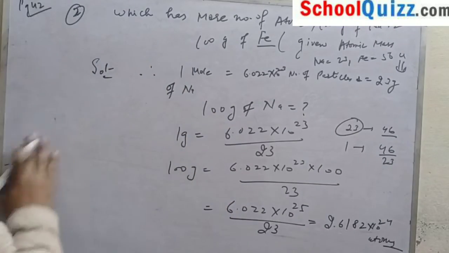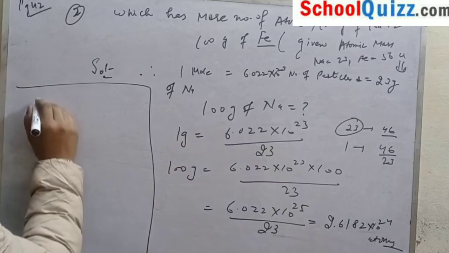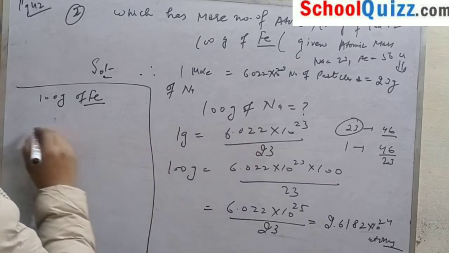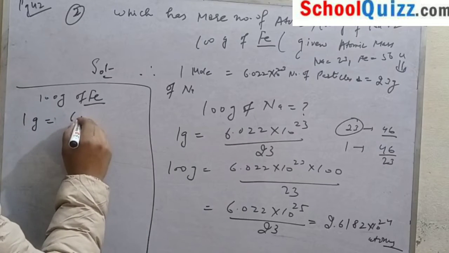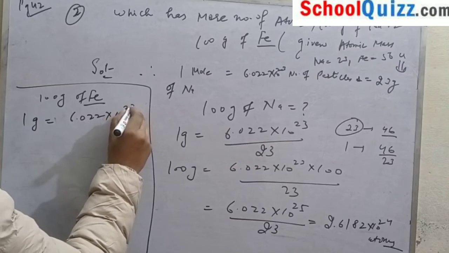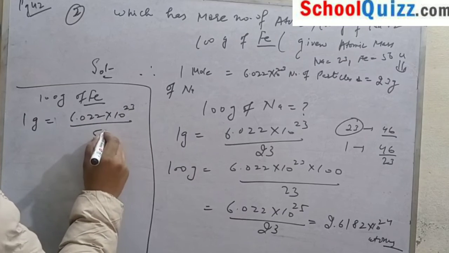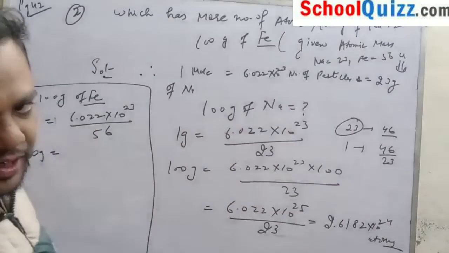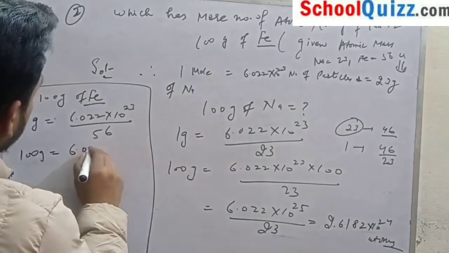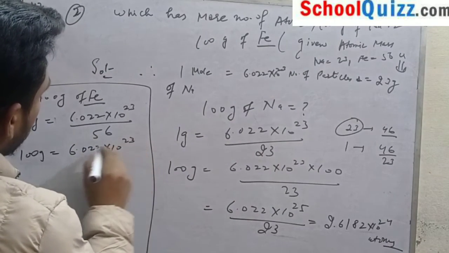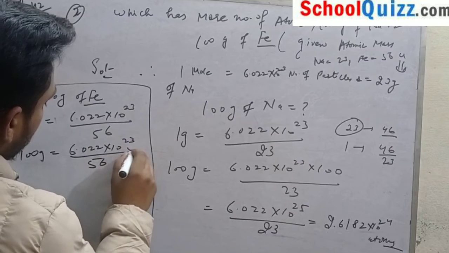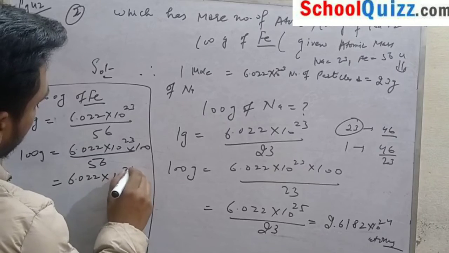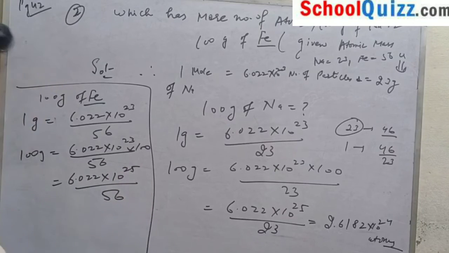Now, in case of 100 gram of iron, the same thing we have to apply. For 1 gram, that will be equal to Avogadro number upon its weight, that is 56. In case of 100 gram, 6.022 into 10 to the power 23 divided by 56 multiplied by 100. So it comes out to 6.022 into 10 to the power 25 upon 56.